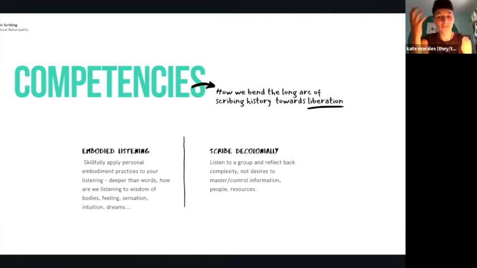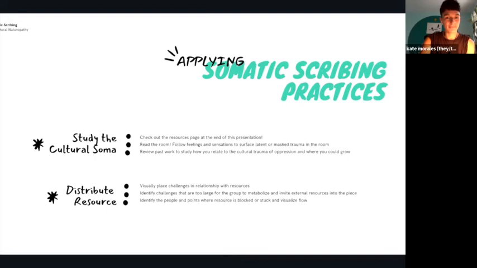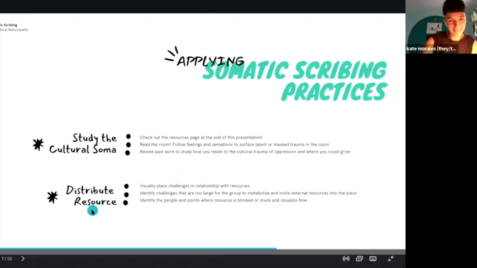How do we listen to a group and create knowledge together, and share that knowledge back, not looking to control or master information or consider people as resources, or even consider the earth as resources? How can we show back what we're listening to and reflect it back in a participatory process that's decolonial? For the 10 minutes that we have together, I'm going to focus on the second point of distributing resource.